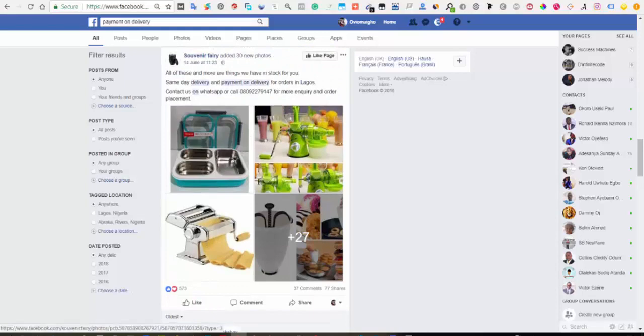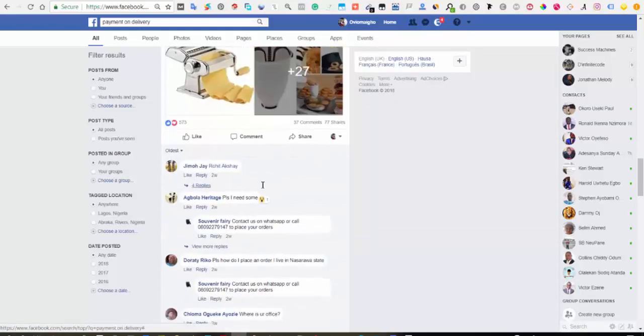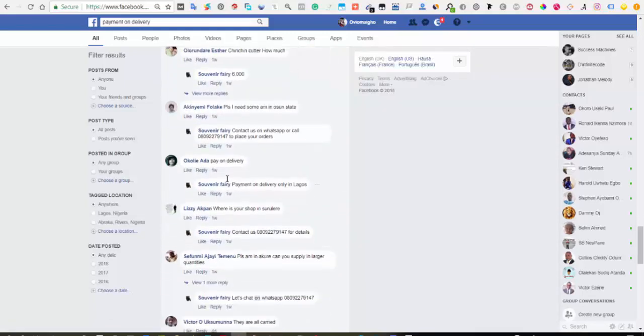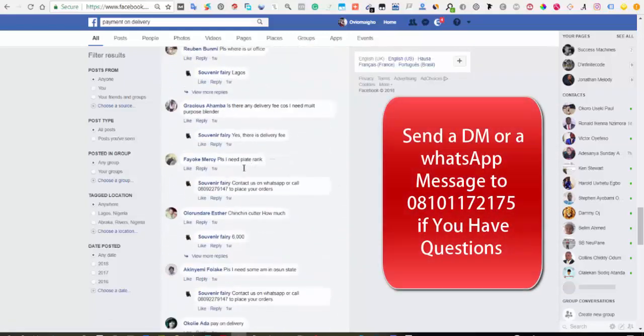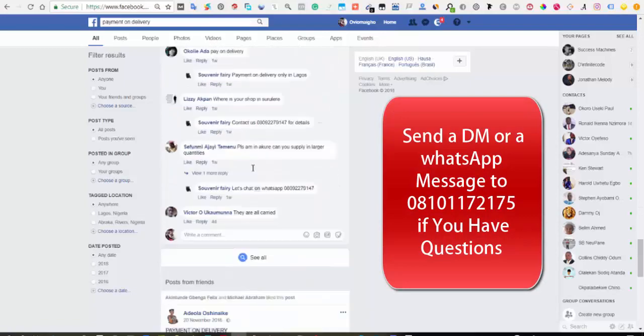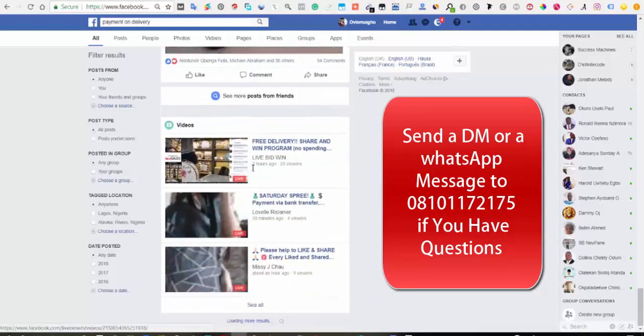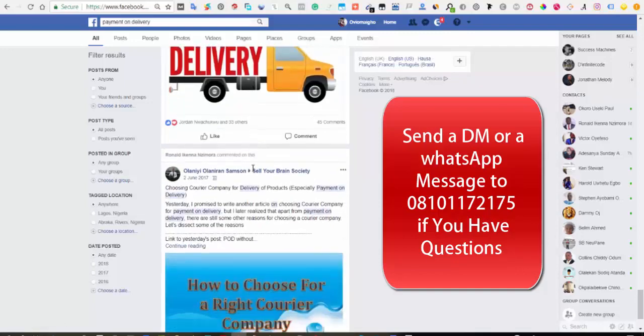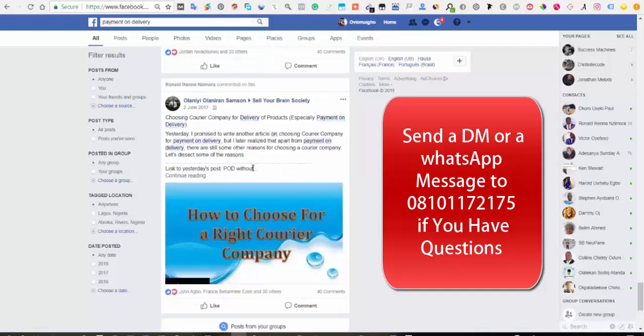Okay, so you want to look deeply into some of these things to figure out which people are actually more in demand for. So you can see, please, I need the plate rack and all that. So you can go through all of that to find more on what people actually need.